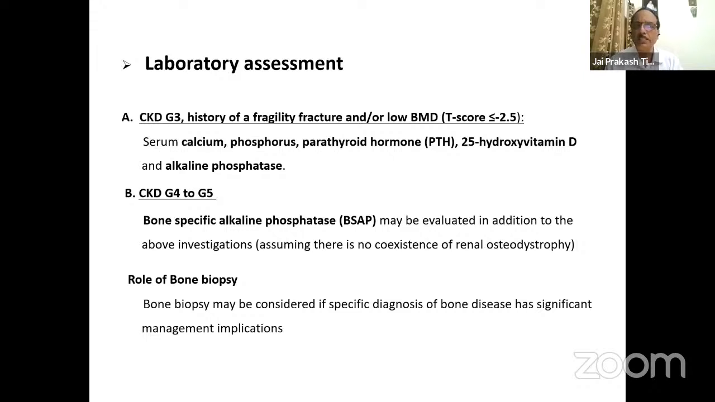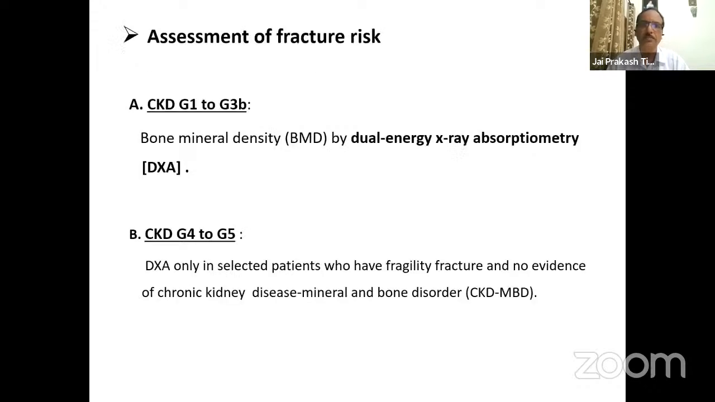What are the laboratory tests? In stage 3, the early stage, with a history of fragility fracture or low BMD, a T score less than 2.5, in investigation you have to do serum calcium, inorganic phosphorus, PTH, 25-hydroxyvitamin D, and alkaline phosphatase. But in the late stage, stage 4 and 5, bone-specific alkaline phosphatase may be evaluated in addition to the above investigations, assuming there is no coexistence of renal osteodystrophy. Role of bone biopsy: it may be considered if a specific diagnosis of bone disease has significant management implications.